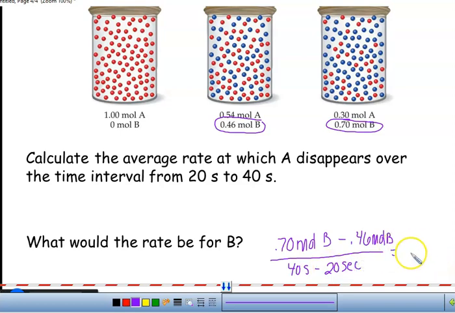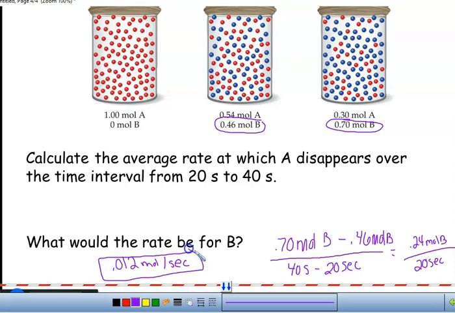And you would see you get the same time frame. So 0.70 minus 0.46 is 0.24. I should have known that. So 0.24 moles of B divided by 20 seconds. So we're going to get the same rate of 0.012 moles per second.